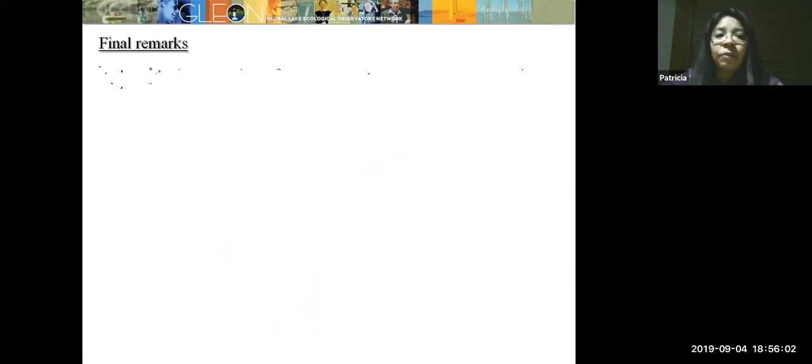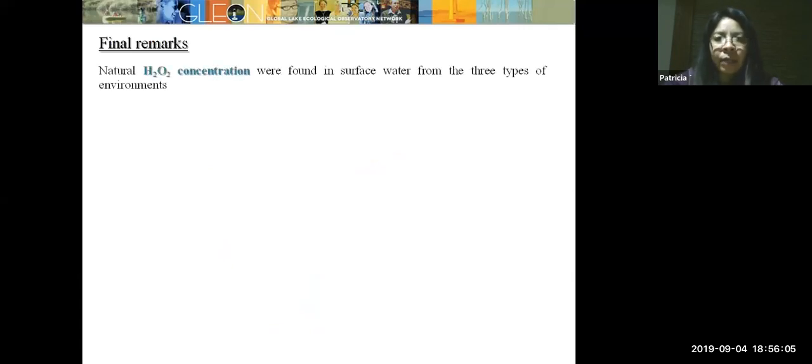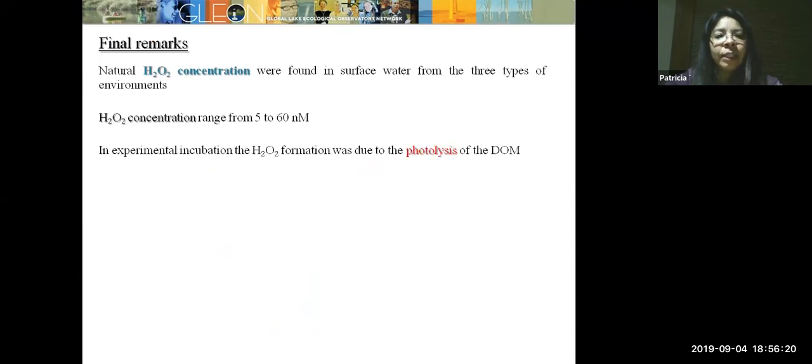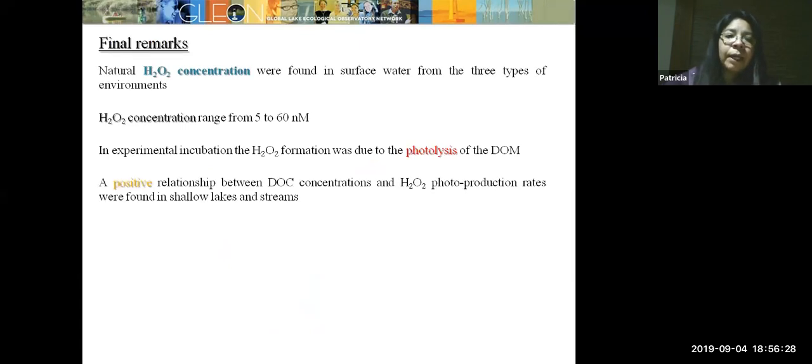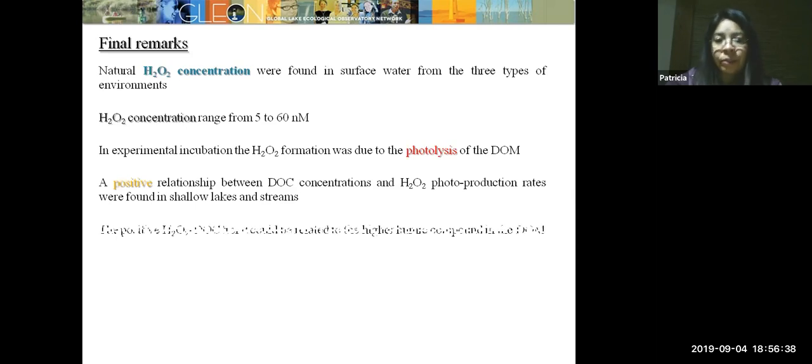So, some final remarks: natural hydrogen peroxide concentrations were found in the surface water from the three types of environments in Argentina. The hydrogen peroxide concentrations range from 5 to 60 nanomolar. In experimental incubation, the hydrogen peroxide formation was due to the photolysis of the dissolved organic matter. A positive relationship was found between the DOC concentration and the hydrogen peroxide production rate in the shallow lakes and in the streams.